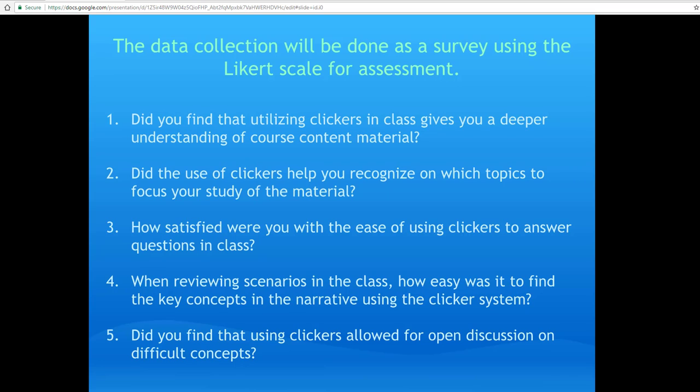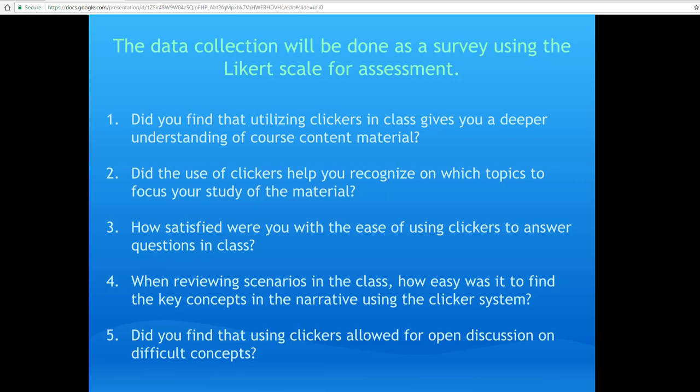I will be using 7 levels of ratings, 1 being the lowest, 7 being the highest, and a neutral point of 4. My questions include: 1. Did you find that utilizing clickers in class gives you a deeper understanding of course content material? 2. Did the use of clickers help you recognize on which topics to focus your study of the material?